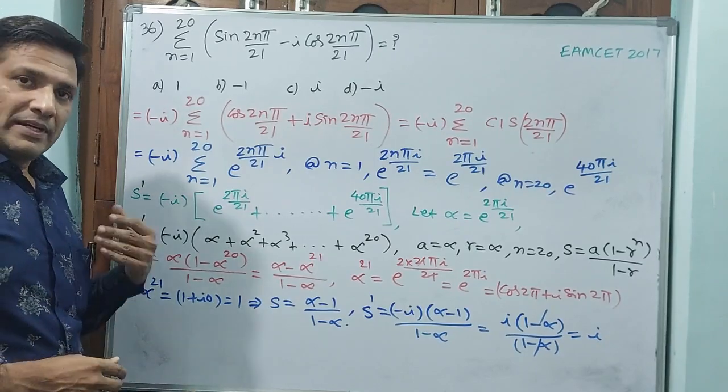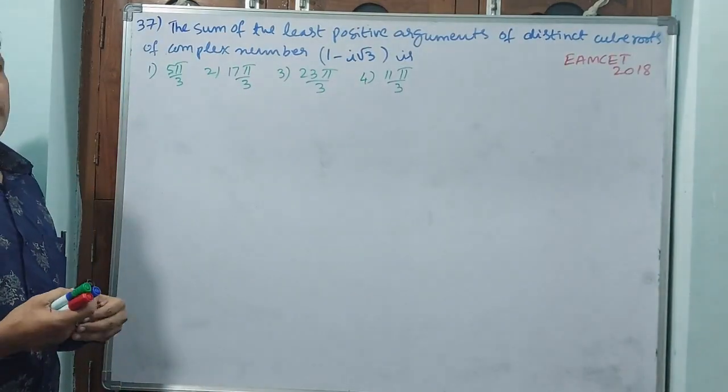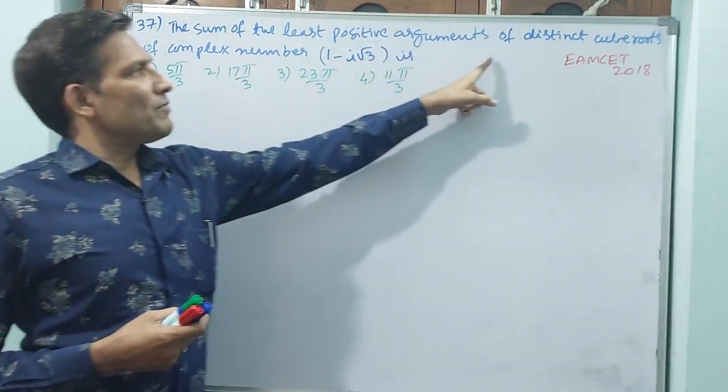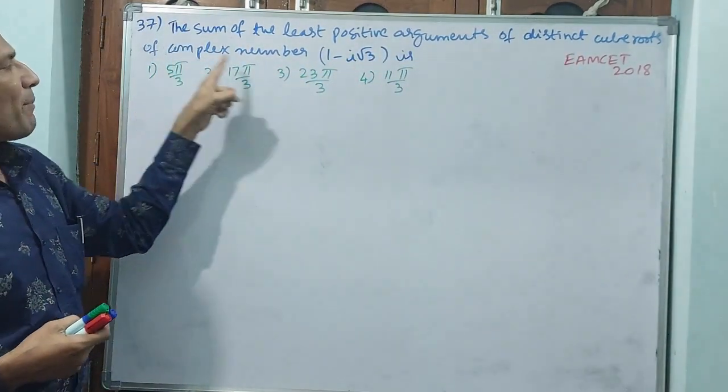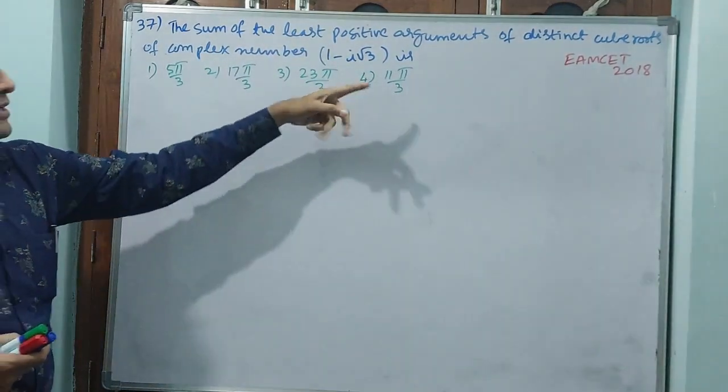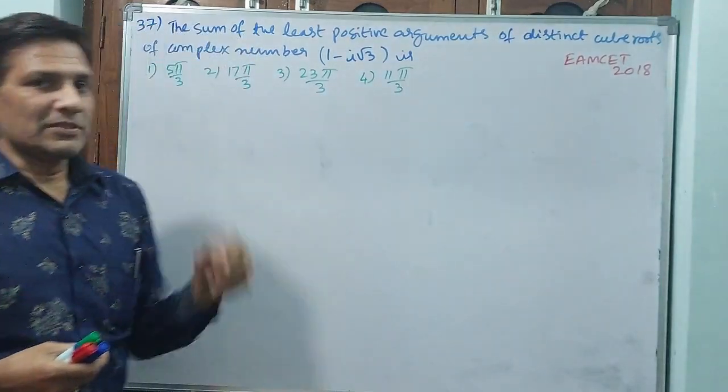Okay? Let us go for 37th question. Okay, see question number 37. The sum of the least positive arguments of distinct cube roots of complex number 1 minus I root 3 is, like they are asking. 4 options they have given. This question is asked in Eamcet 2018.